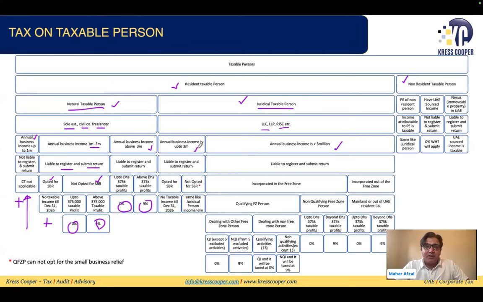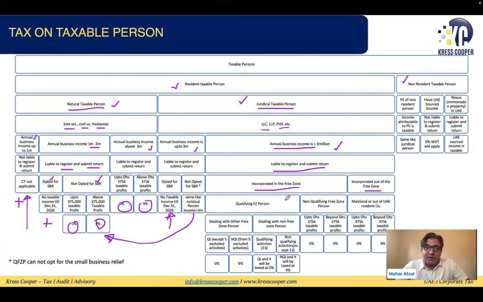If your annual business income is up to 3 million or more than 3 million, if up to 3 million, you can opt for the small business relief. If you are not opting, then the treatment will be the same as given here. There's no difference. Then if your annual business income is more than 3 million, you are liable to register and submit the return. Incorporated in the free zone person, incorporated out of the free zone person.